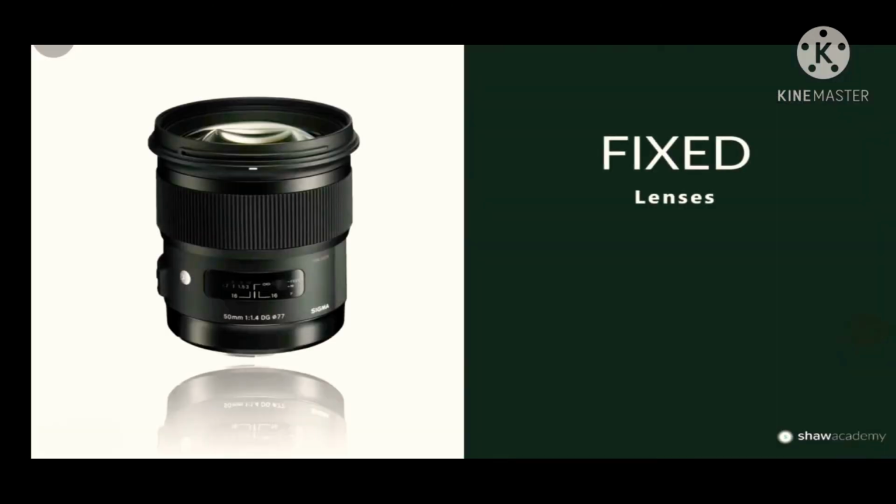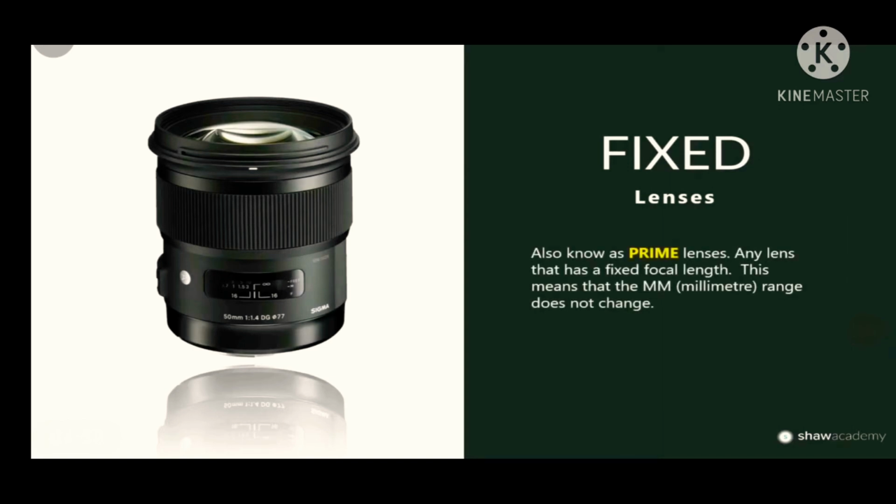The other type of construction we have are what are known as prime or fixed lenses. These are lenses that have only one focal length. For example, with this 50 millimeter Sigma lens, it is 50 millimeters. It does not change from that. If we want to zoom in, we need to physically get closer to our subject. If we want to zoom out, we need to physically take a couple of steps backwards if we want to fit more in the shot.